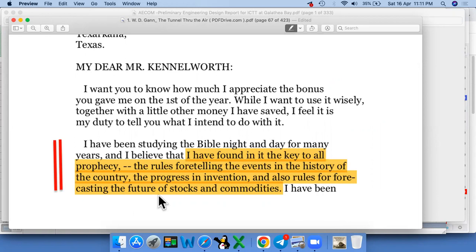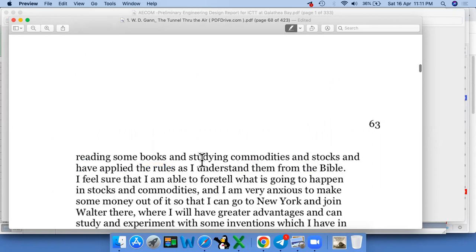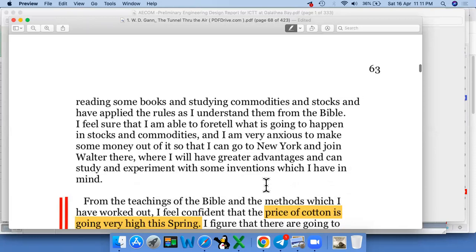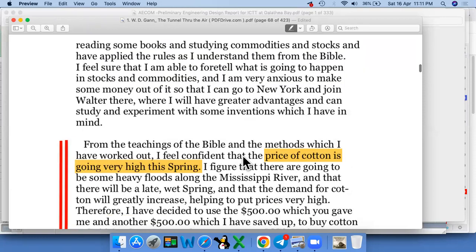"I've been reading some books and studying commodities and stocks and have applied the rules as I understand them from the Bible." So again, he's taking interpretations from the Bible, but not only that, he has read various books pertaining to commodities as well as stocks. And then he came to certain conclusions. "From the teachings of the Bible and the methods which I have worked out, I feel confident that the price of cotton is going to be very high in spring." So these are his interpretations.